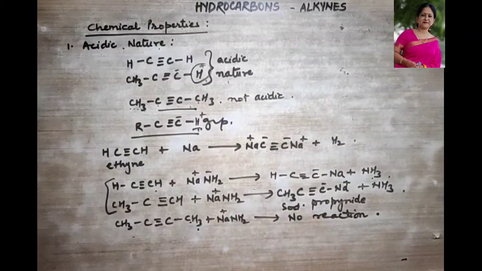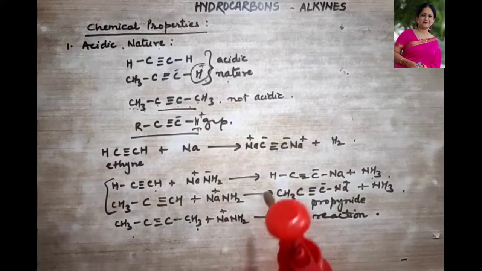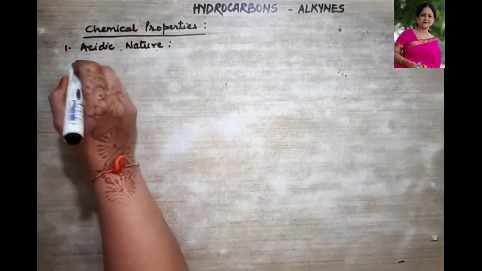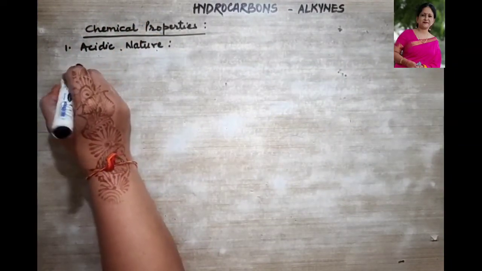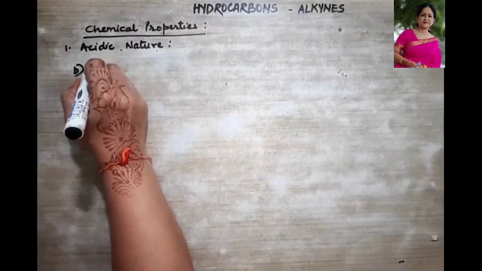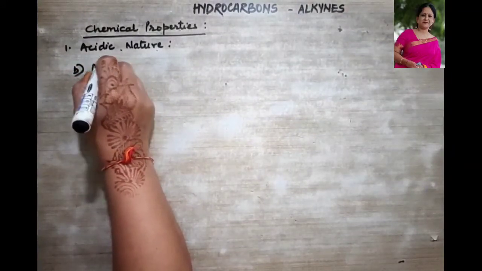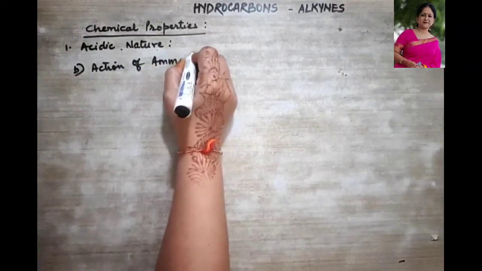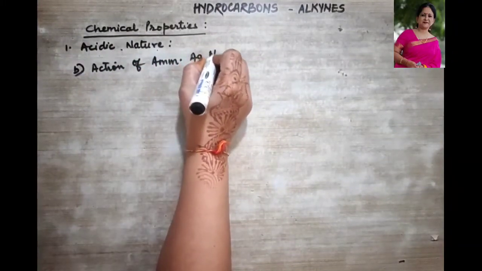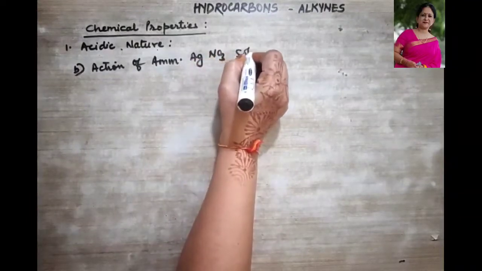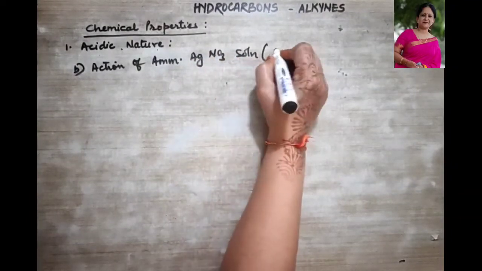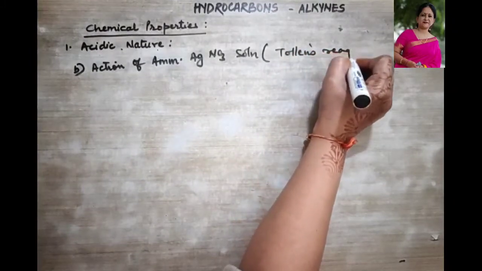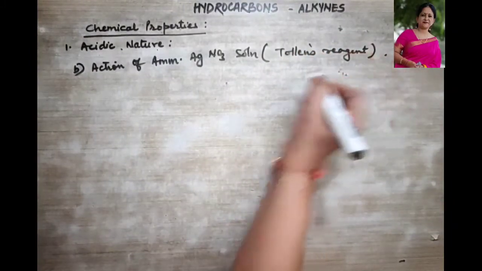Now next, so that was with the sodium metal and sodamide. Now let's look at B1, that is action of ammonical silver nitrate solution. Now this ammonical silver nitrate solution is also called Tollens reagent.